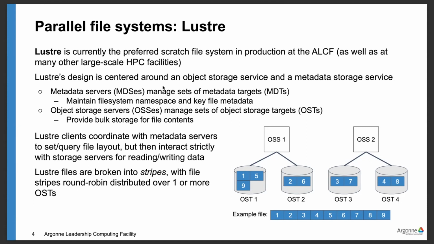Lustre files are broken into stripes, which are round robin distributed over the available OSTs for the file, so that could be one or more. And this is visually represented over here on the right. You have a couple of OSSs, each one managing two OSTs, and there's an example file at the bottom with 9 stripes. You can see how those are round robin distributed over the storage targets. And again, this design decision where you split up files into stripe units and then distribute those is really great for achieving really high performance with a system like Lustre.